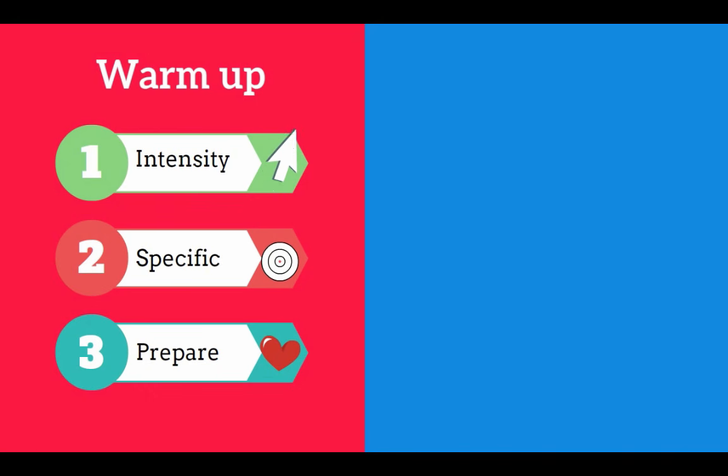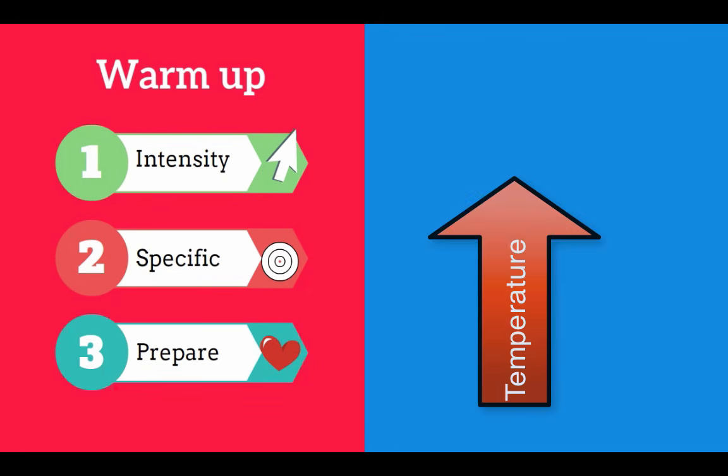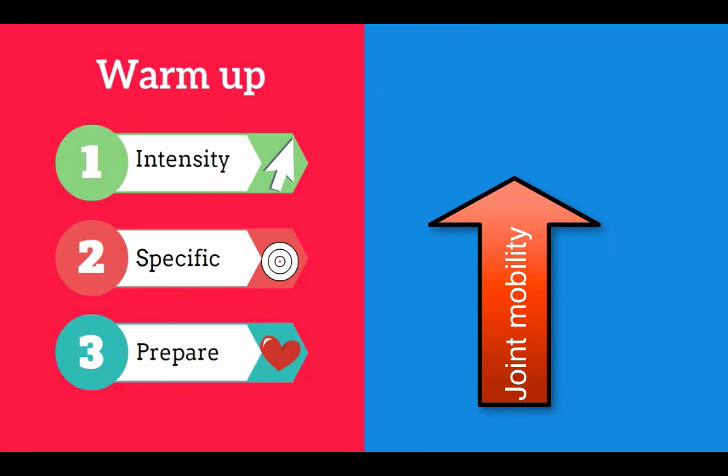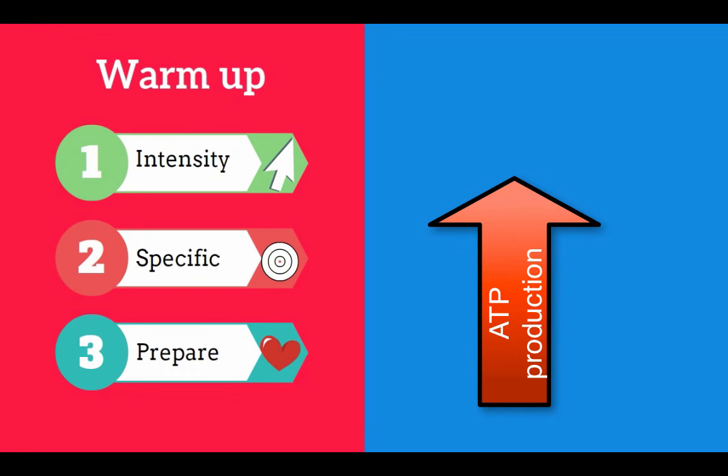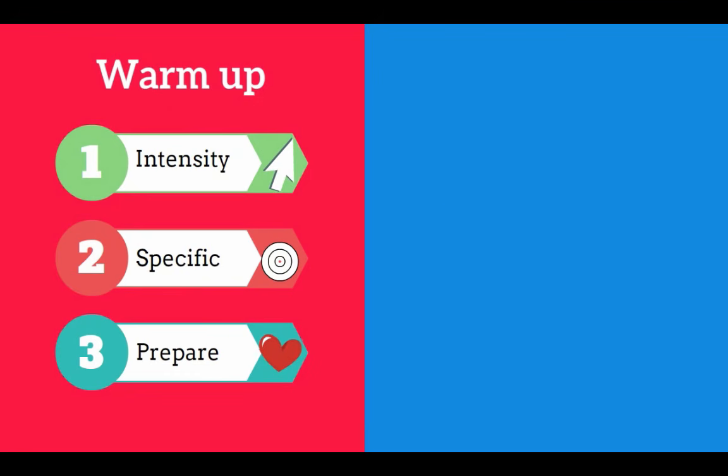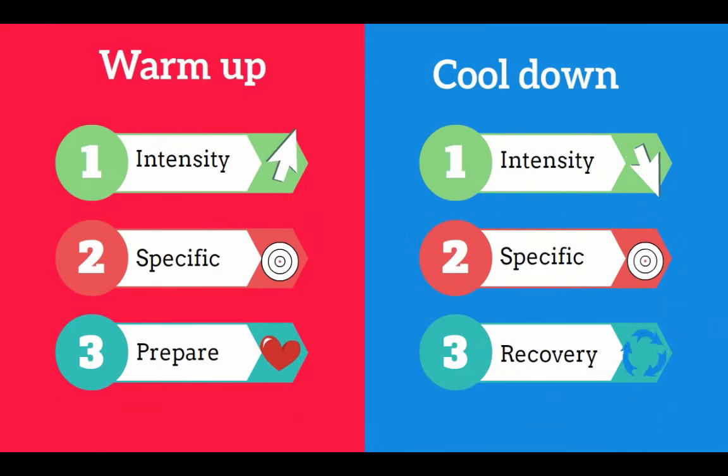It causes the liver to release glucose into the blood and opens muscle cells so that blood glucose can easily enter the muscle for energy production. Warm-ups also increase the body's temperature, which increases joint mobility, decreases the risk of injury, and speeds up the chemical reactions which produce ATP. Cool-downs are essentially the opposite of a warm-up.